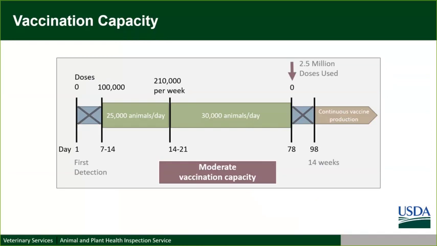I'll note that vaccinating swine to get them to the same level of immunity as cattle does require a booster at 2 weeks. Anyway, at the moderate vaccination capacity you see here, you have enough vaccine available compared to what's currently in the vaccine bank. If we look at approximately 2.5 million doses, that could last you 78 days or 11 weeks until you get to that point of continuous production.